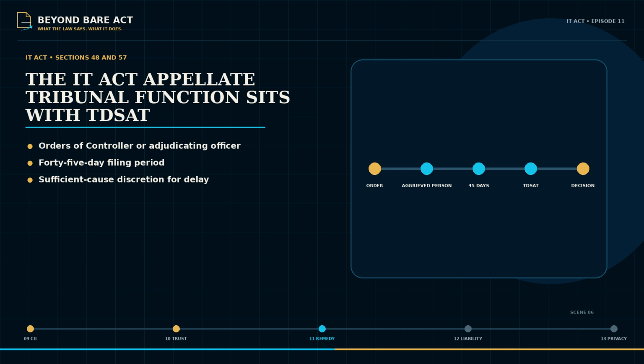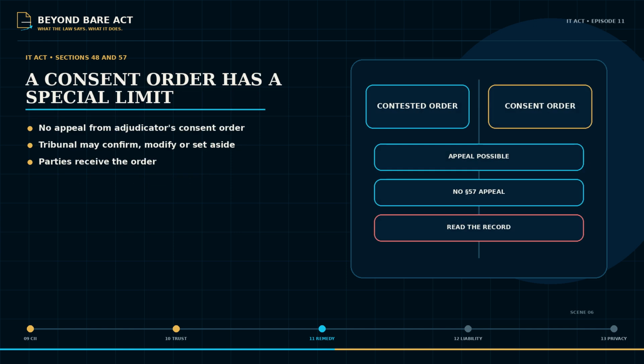Section 57 also says that no appeal lies from an adjudicating officer's order made with the consent of the parties. A consent resolution therefore carries procedural consequences that should be understood before agreement. On an appeal, the tribunal gives the parties an opportunity of being heard and may confirm, modify, or set aside the order. The Act states an endeavour to dispose of the appeal as expeditiously as possible, with a 6-month target.